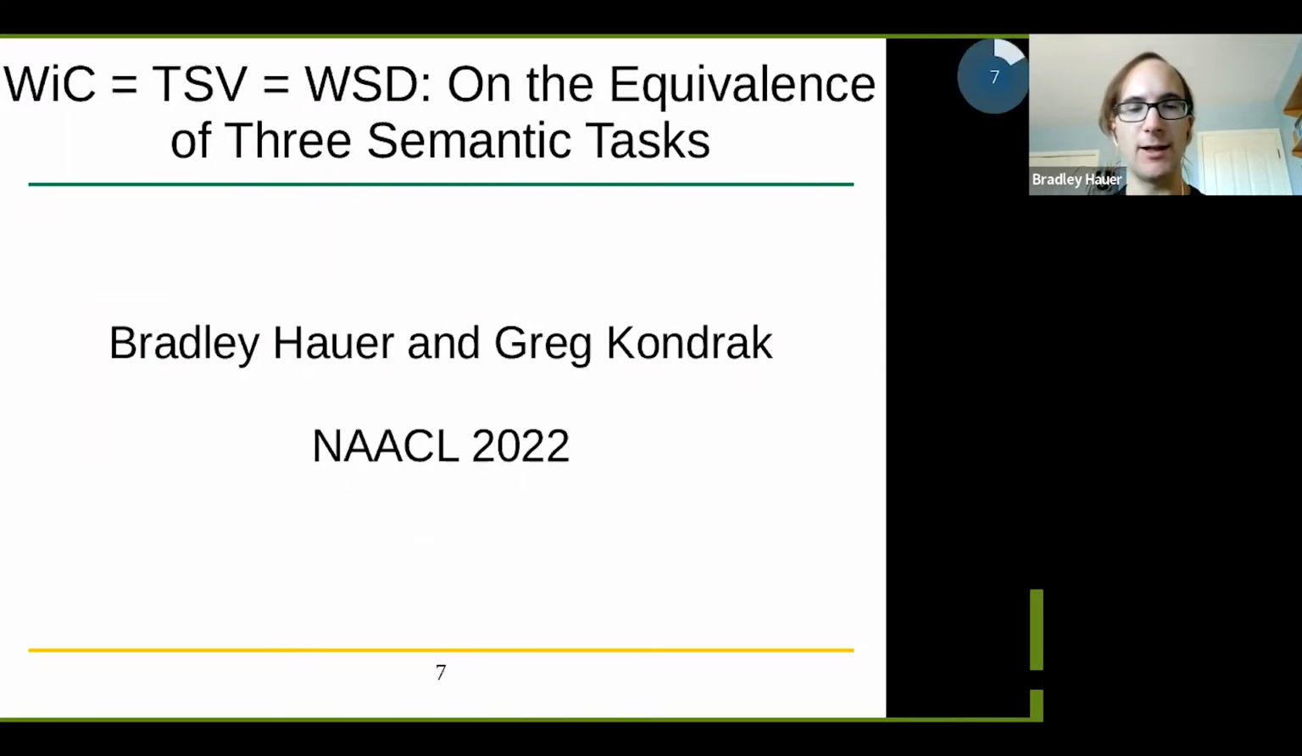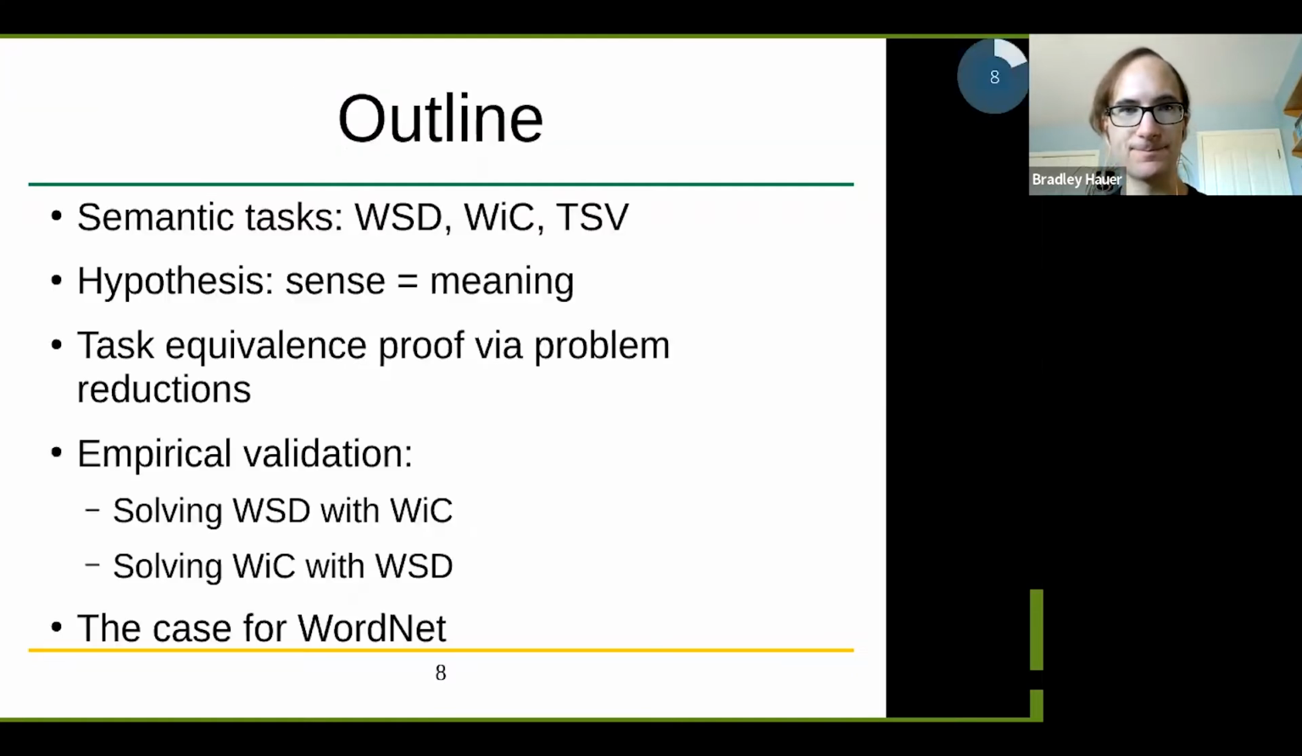So this will be a talk in three parts, each covering a line of research that I've done as part of my thesis work here in the department. The first of those three parts is titled "WiC equals TSV equals WSD: On the equivalence of three semantic tasks." This was presented earlier this month, so this is very fresh research, at the conference of the North American Association for Computational Linguistics.